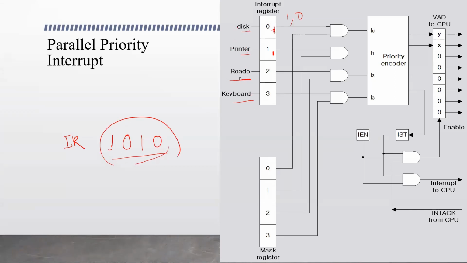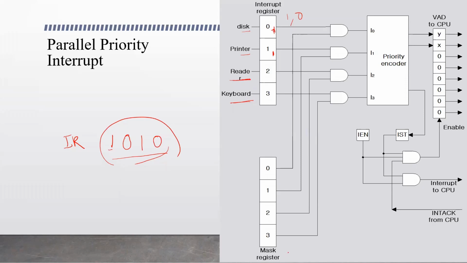And these devices are placed in the order of their priority. Here the magnetic disk is faster than the other devices, so it is placed first, and printer is the next fastest device, so it is placed second in the priority. Reader is the next fastest device, so it is placed third, and keyboard is the slowest device among all these, so it is placed last in the priority. The devices are placed in this order. So the bits of the interrupt register are set by the interrupt signals generated by the devices.